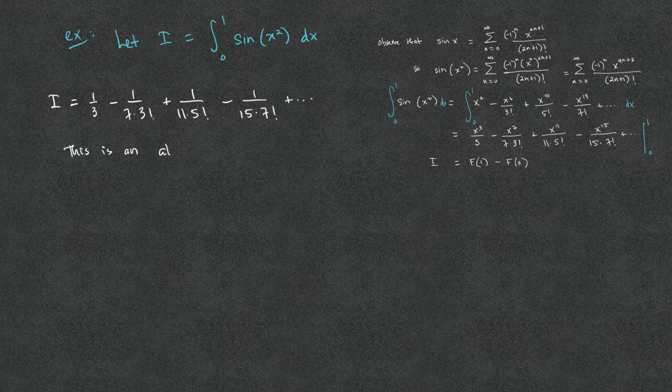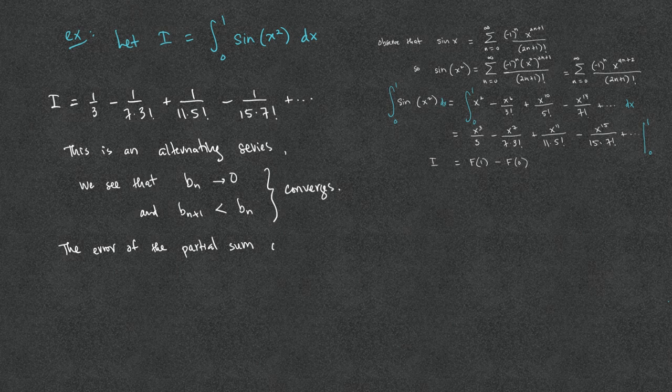And so we see that this is an alternating series where b sub n is approaching 0 and b sub n plus 1 is less than b sub n because the denominators are getting larger. And so this series converges.